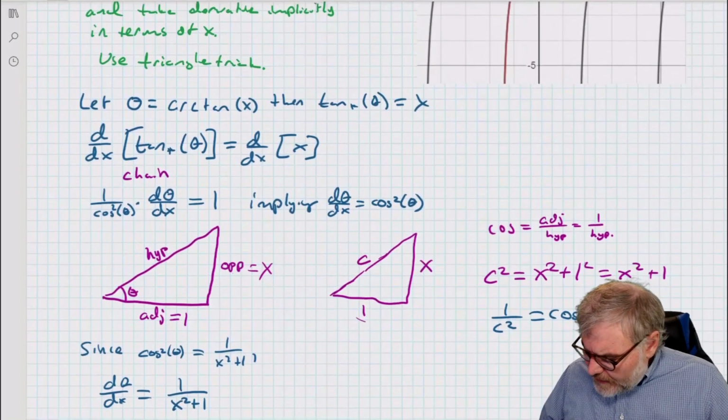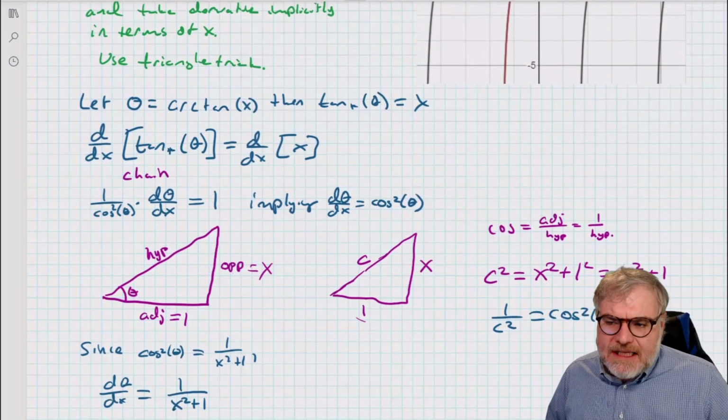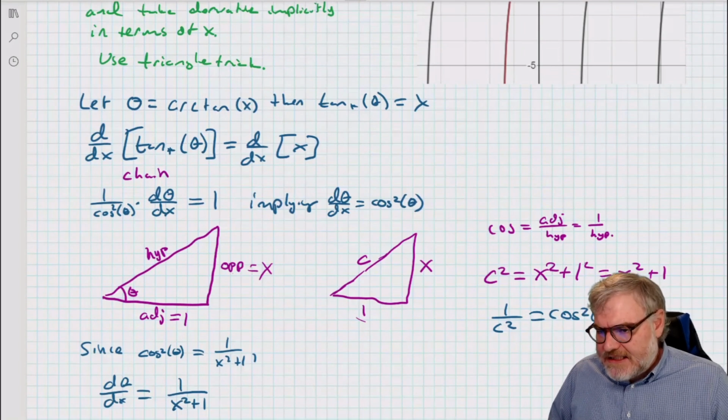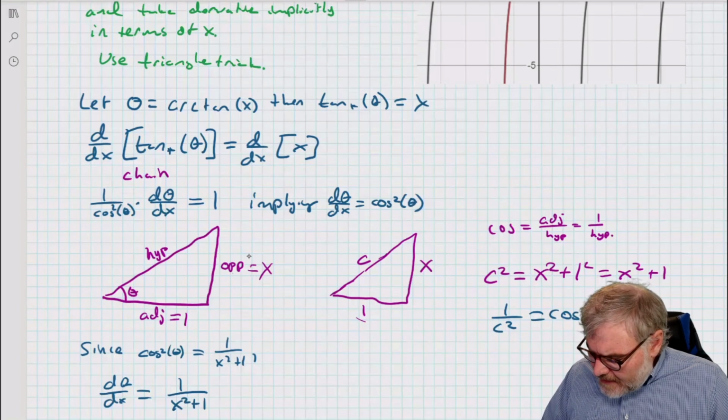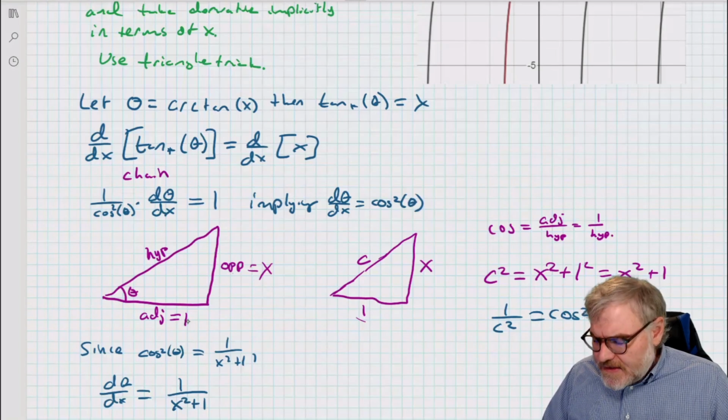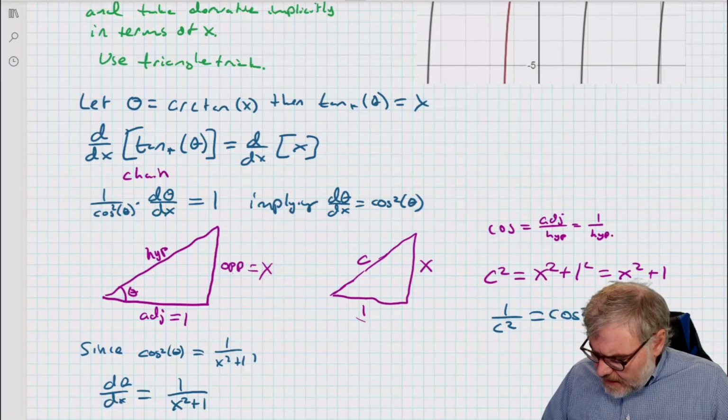Okay, but this is in terms of theta, and I want something in terms of x again. So I'm going to do the trick I did before. My opposite is going to be x, right? So TOA, tangent is opposite over adjacent. I'm going to make the opposite x, I'm going to make my adjacent 1, and I'm going to leave my hypotenuse as c. Well, tangent is x over 1. Cosine is the adjacent over the hypotenuse, so it's going to be 1 over c.